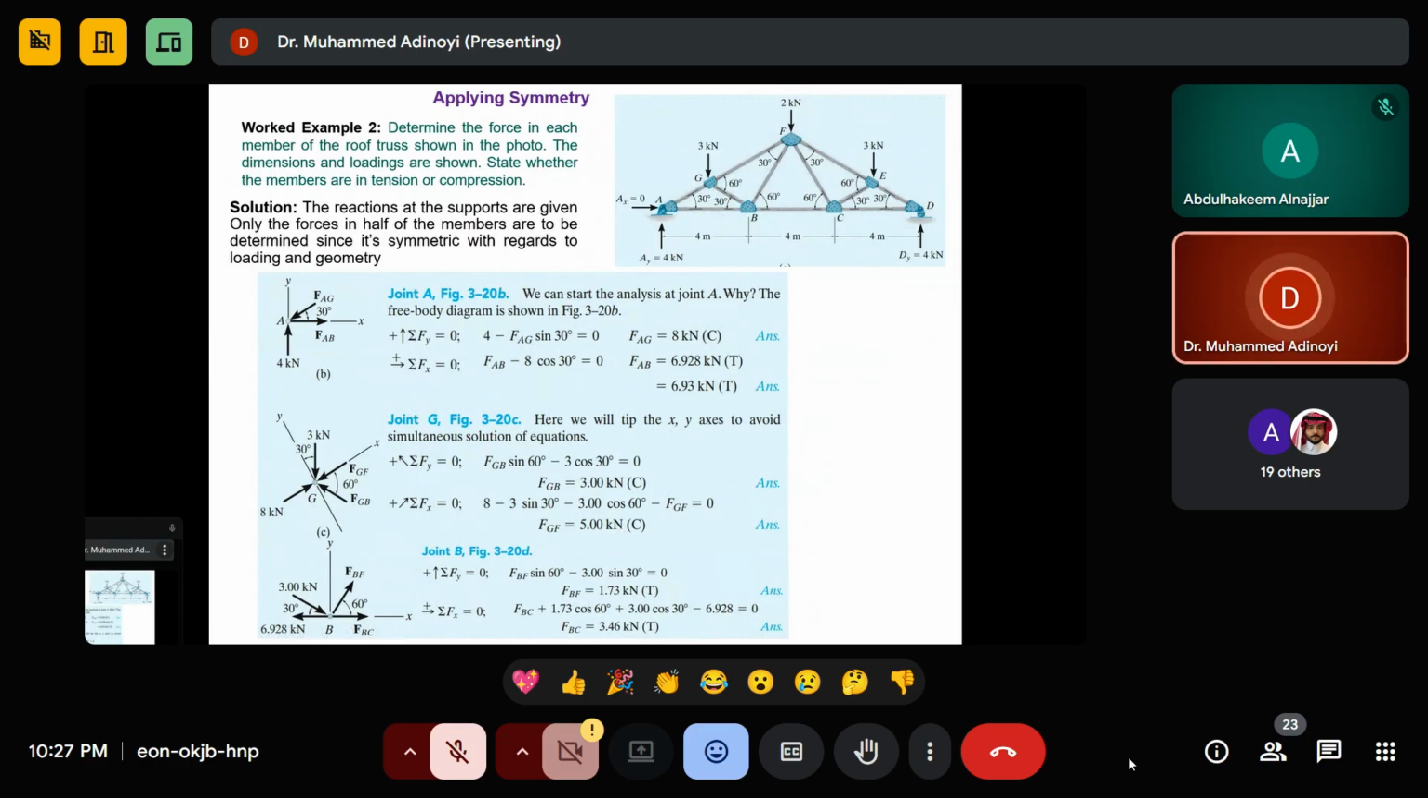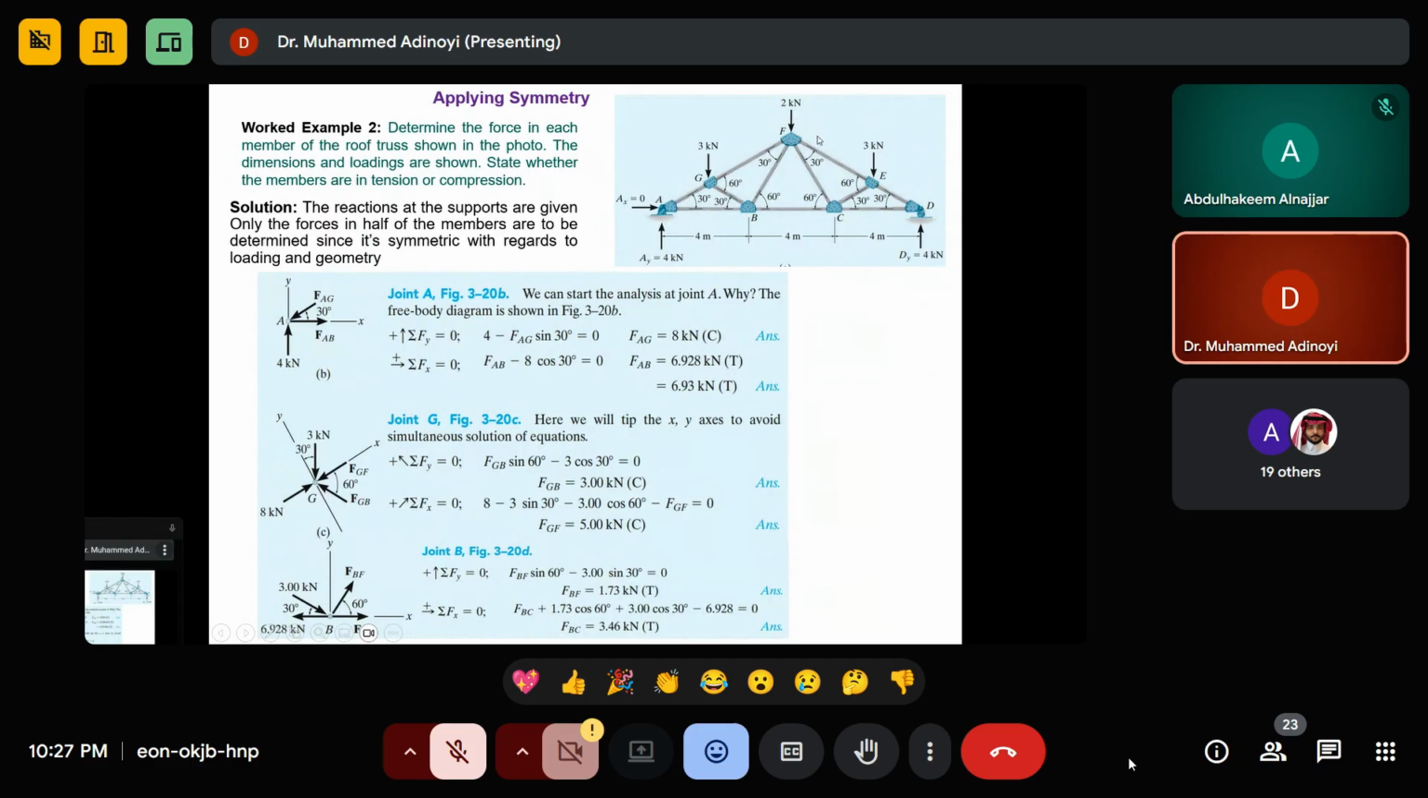So you do the same thing for what? You go to joint B, then you get your answer also. Because by the time you solve this, you know this now, you know this now. So you have only two unknowns here, so you can solve for the two unknowns. Then after that, you move here. By the time you solve here, you know here, because when you solve here, we already know here, right?